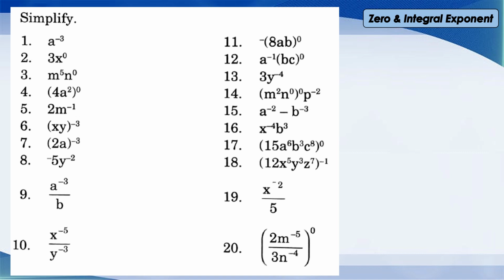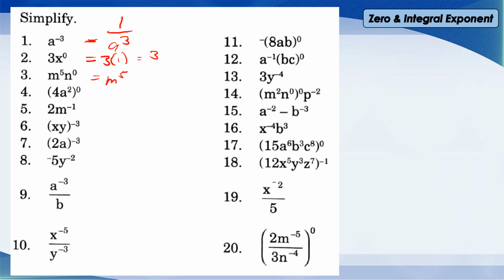We have number 1, a raised to negative 3. Simply reciprocal. A raised to 3. Then 3x raised to 0. That is magiging 3, kasi magiging 3 times 1. That is equivalent to 3. Next, m raised to 5, n raised to 0. Siya magiging m raised to 5. Then, next we have 4a squared, quantity raised to 0, that is 1. Kasi any number or variable raised to 0, that is 1.